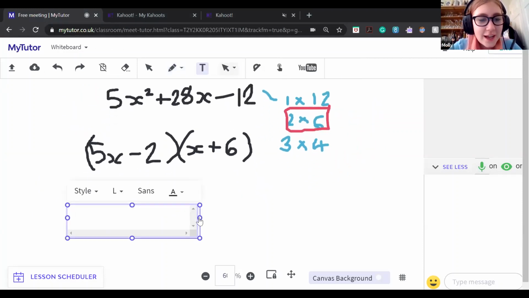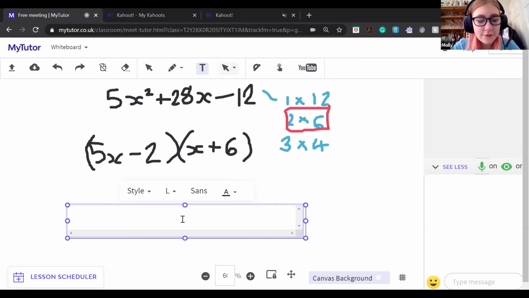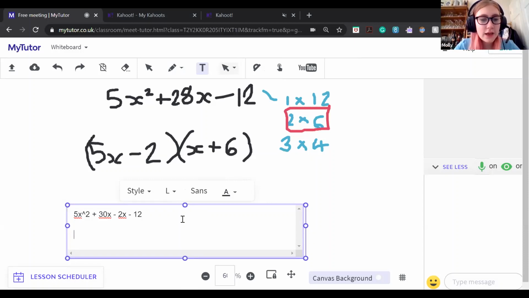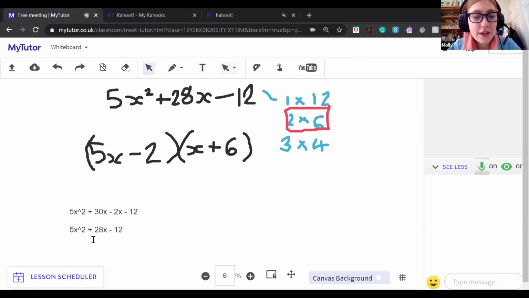So 5x times x, that's 5x squared. 5x times 6, that's plus 30x. Minus 2 times x, that's minus 2x. And minus 2 times 6 is minus 12. And then we combine those two x's. You can see by expanding out why we did that factorization process in the first place. Just combining that 30 and that 2.